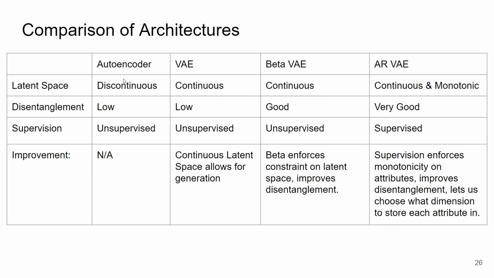So autoencoders, the latent space is discontinuous. There's no disentanglement. It's unsupervised, and there's no improvement. But VAE, now the latent space is continuous. It's a good generative model. Its disentanglement is still low, which makes it really hard to actually mess with the properties you want to generate new things. It's unsupervised, but the continuous latent space at least allows for generation between known classes.